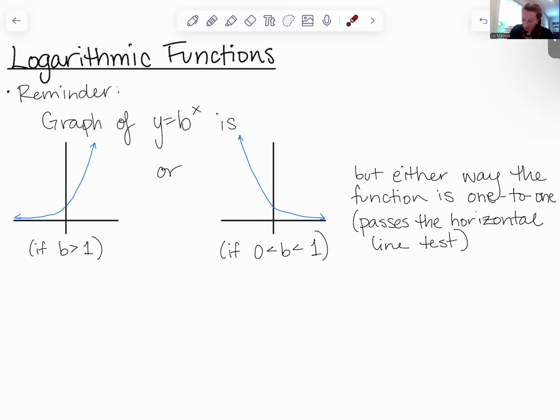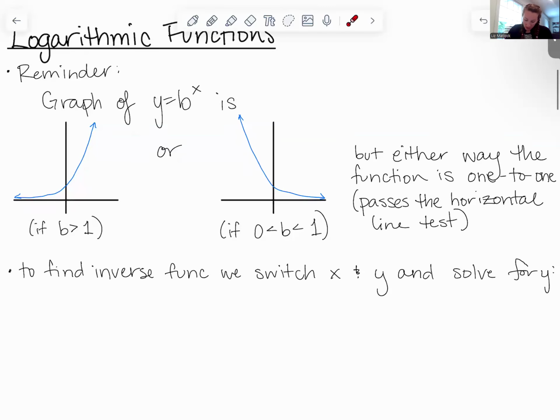Okay, and for both of those, whichever one you use, the function is 1-to-1, and that means that it passes the horizontal line test. So for every x input, there's exactly one y output. There can never be more than one y output for any given x input, and vice versa, so that no two x's are going to have the same y output.